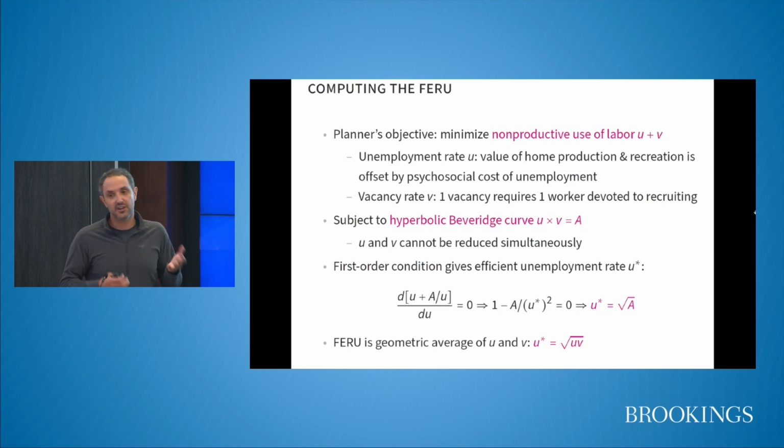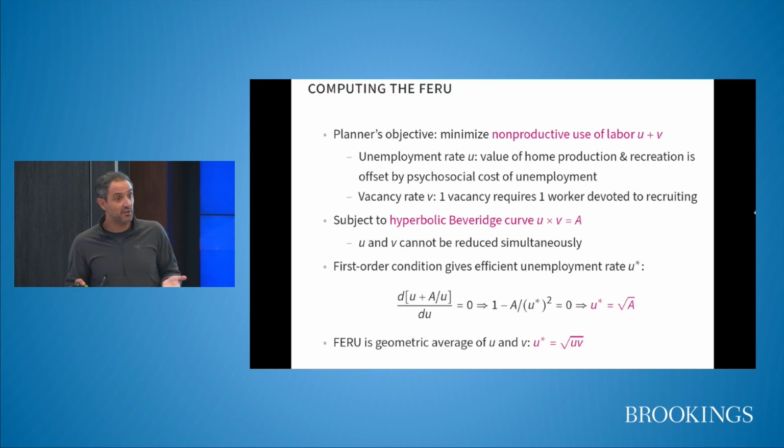So as a result, that's why we are saying that the social planner wants to minimize U plus V, the unemployment rate plus the vacancy rate, because these are all the people who are idle or doing recruiting. Now, if you want to minimize U plus V, it's pretty simple. You could say, well, this is a very trivial problem. We'll set U to 0, V to 0 and we'll be done. However, that's not possible. Why?